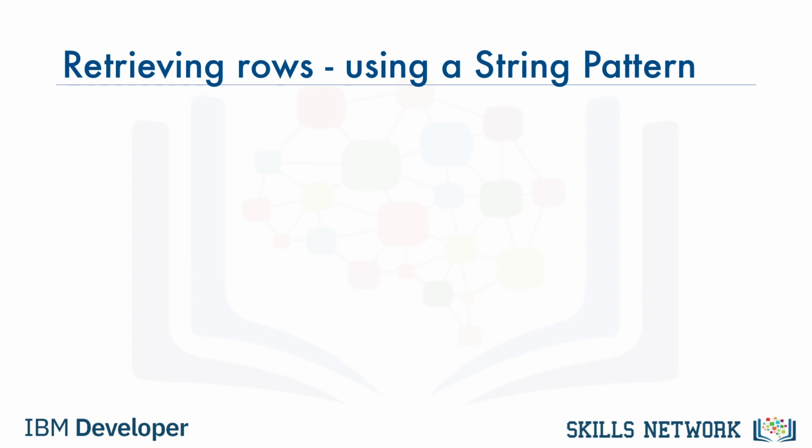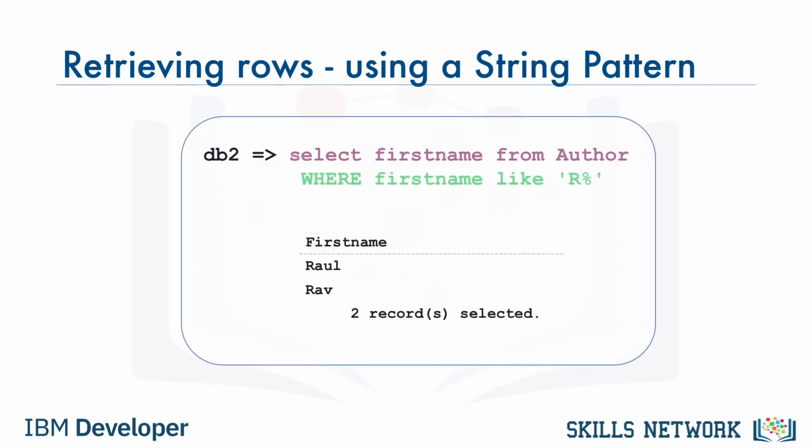So, if we can't remember the name of the author, but we can remember that their first name starts with the letter R, we add the like predicate to the where clause. For example, select first name from author, where first name like R%. This will return all rows in the author table whose author's first name starts with the letter R. And here is the result set. 2 rows are returned for authors Raoul and Rav.